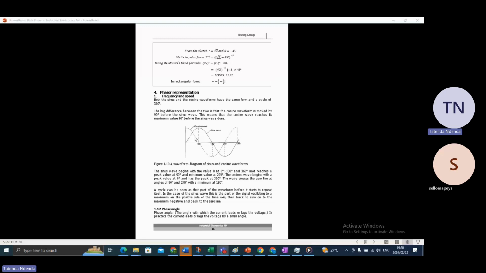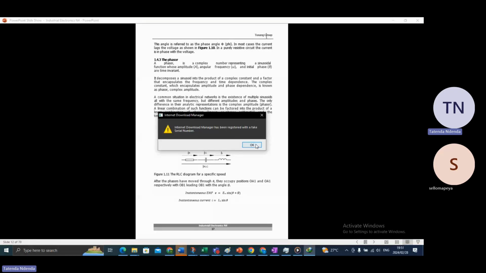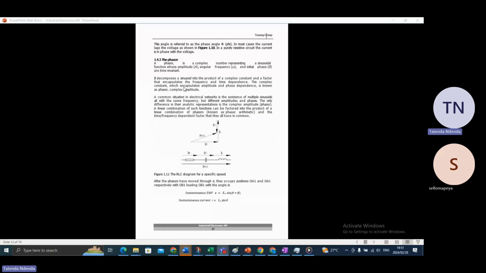Then we have what we call the phasor. A phasor is a complex number representing a sinusoidal function whose amplitude A, angular frequency, and initial phase theta are time invariant. It decomposes a sinusoid into the product of a complex constant and a factor that encapsulates the frequency and time dependence. The complex constant is known as the phasor, or complex amplitude.